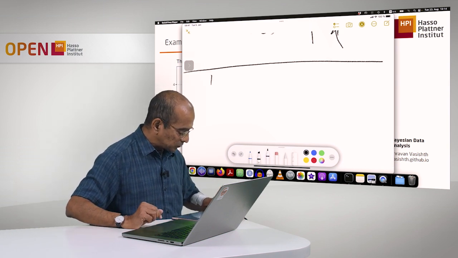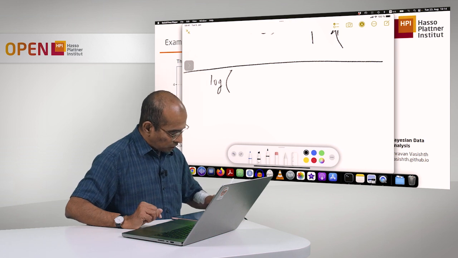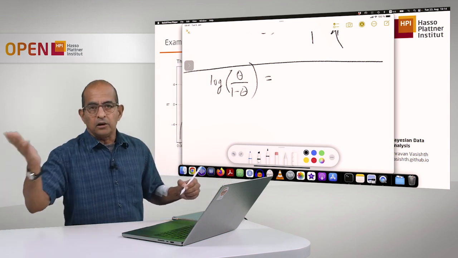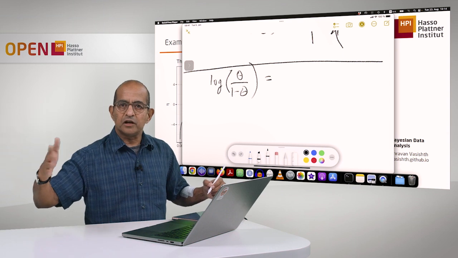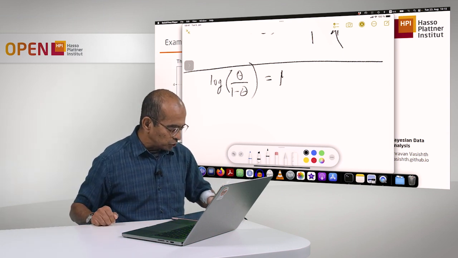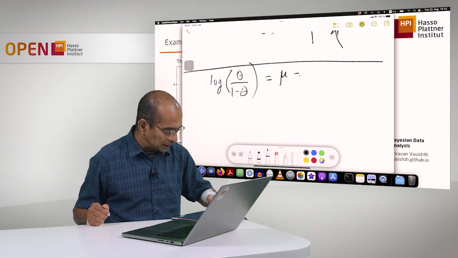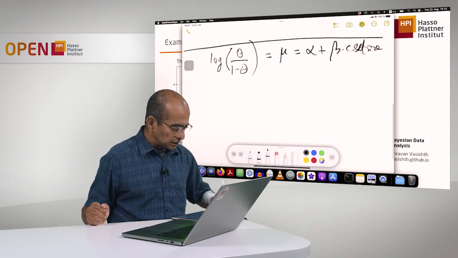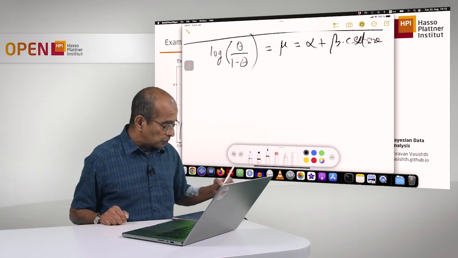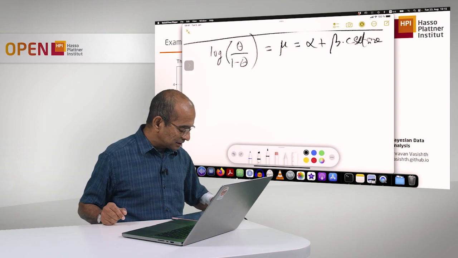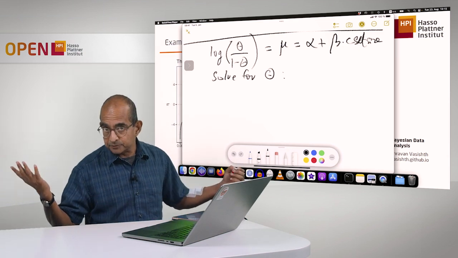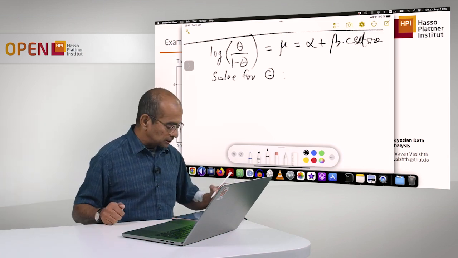The model I actually talked about was that I've got log of theta over 1 minus theta equal to, on the right hand side, some terms alpha plus beta and so on, which I will just write as mu. I could just expand that to alpha plus beta times centered set size. This is just an abbreviation to make my life easier as I write out this story. So now the problem to be solved is to solve for theta. How do I do that? Algebra to the rescue. Exponentiate both sides. Get rid of the log.